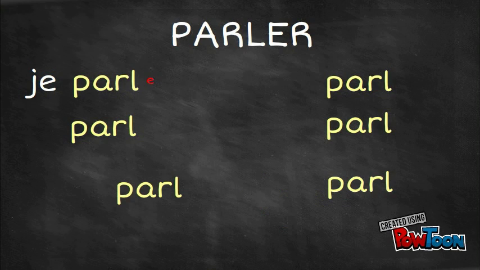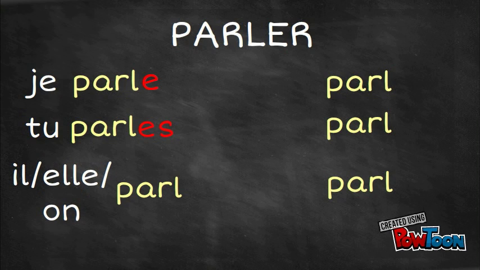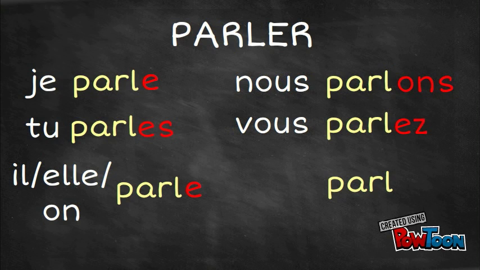For je, you add an E. For tu, you add an ES. For il, singular, or on, you add an E. For nous, you add ONS. For vous, you add EZ. And for ils, plural, you add ENT.